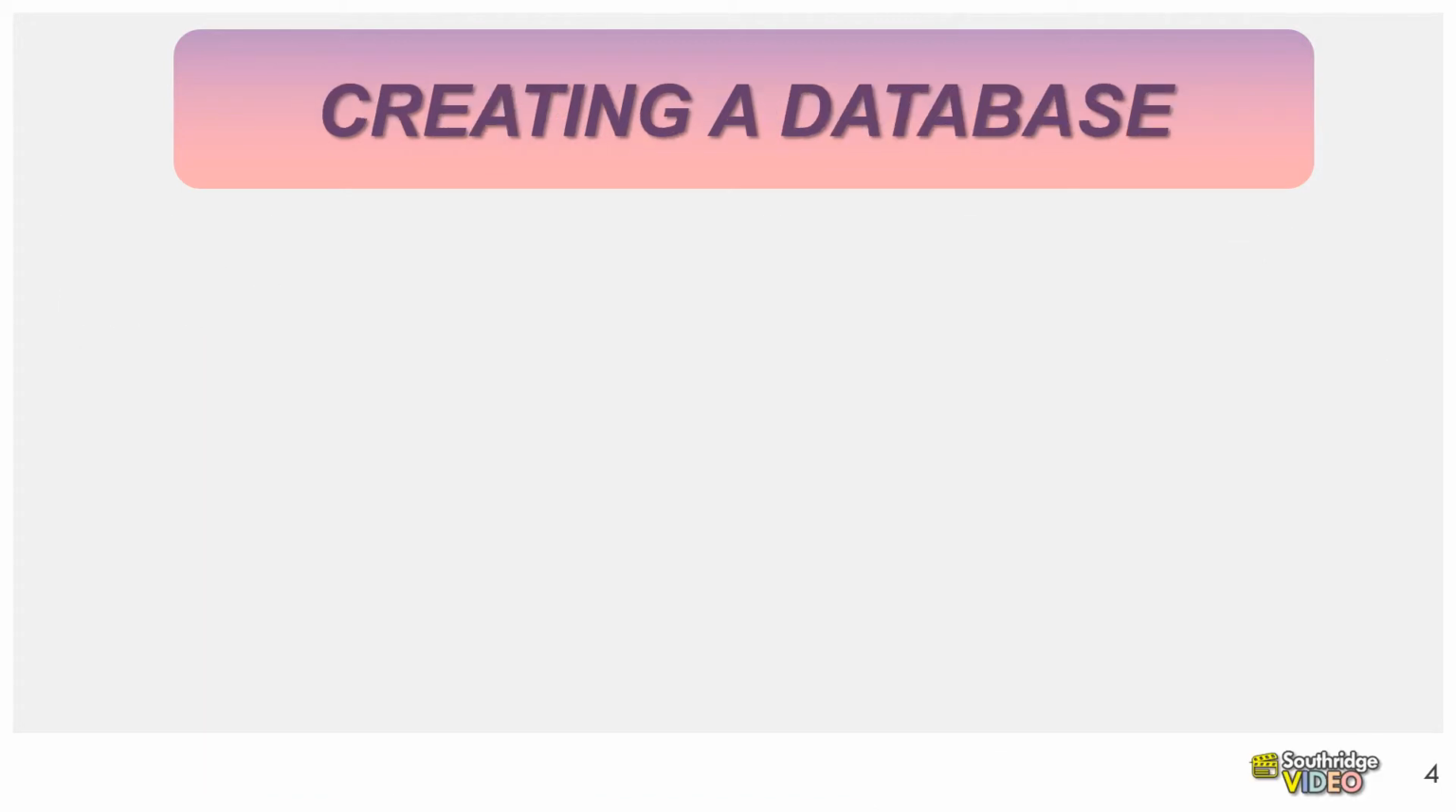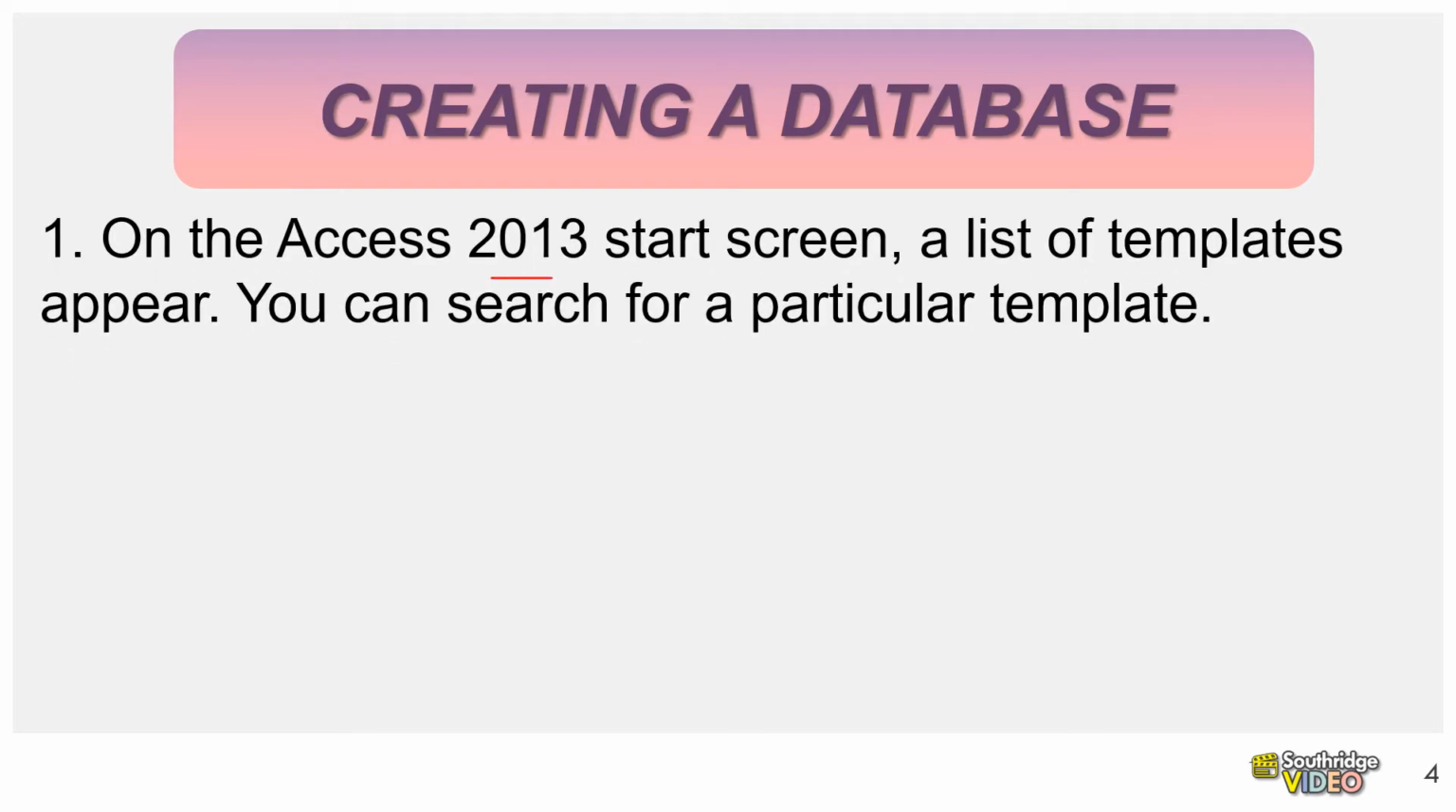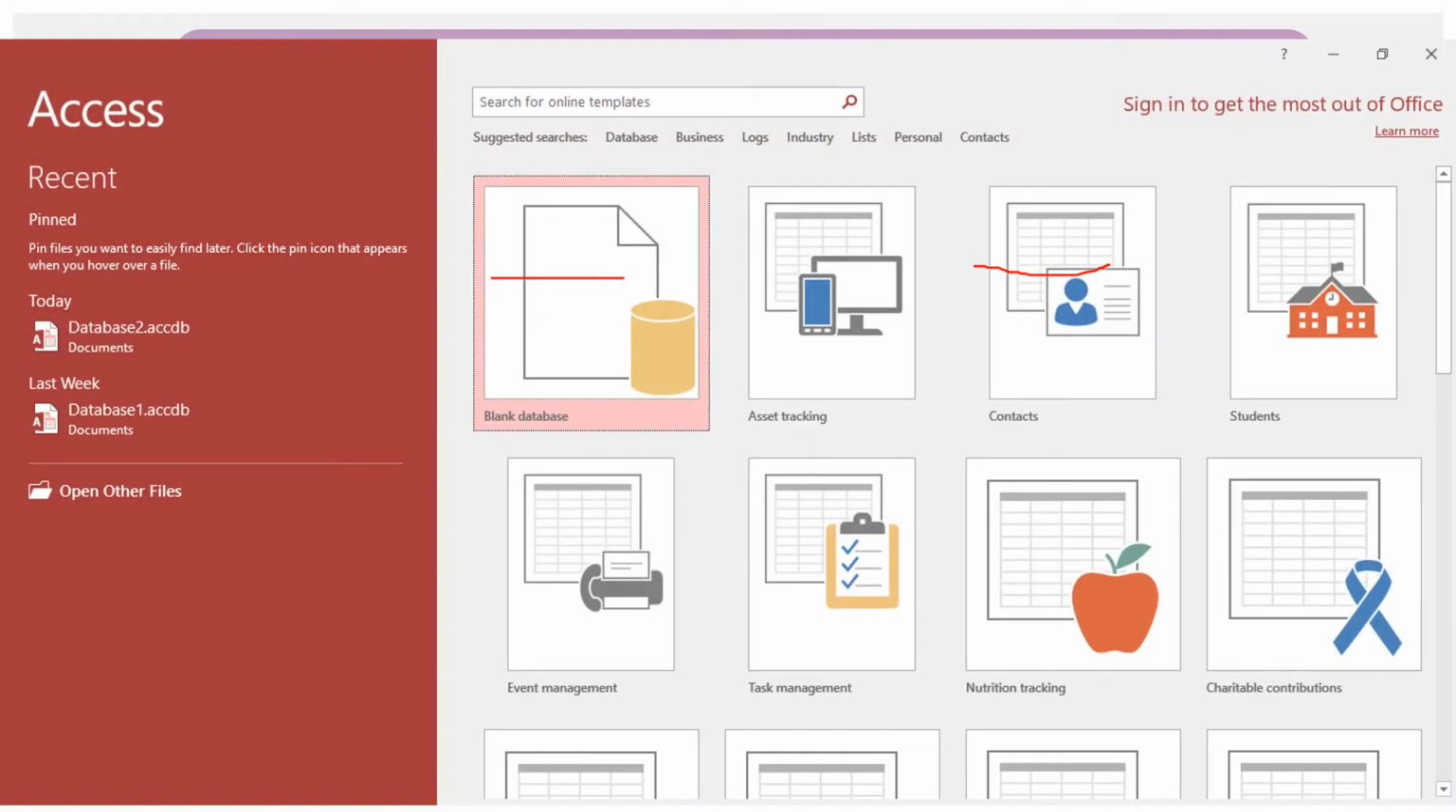Now we'll see how to create a database using the templates available. On the Access 2013 start screen, a list of templates will appear. You can search for a particular template. When you open Access, you can see different templates are available. You can choose any one of these templates as per your convenience.